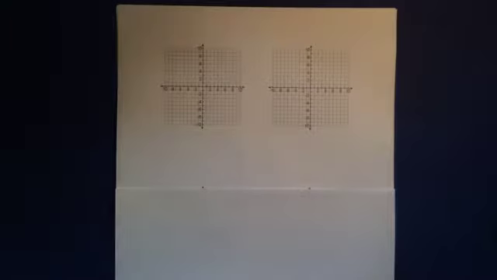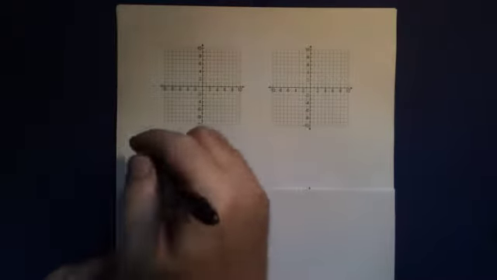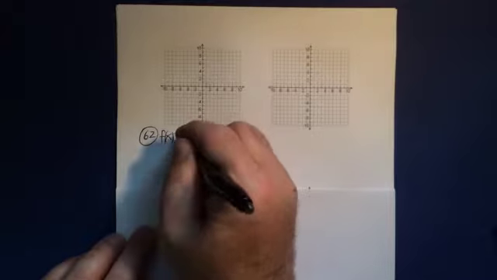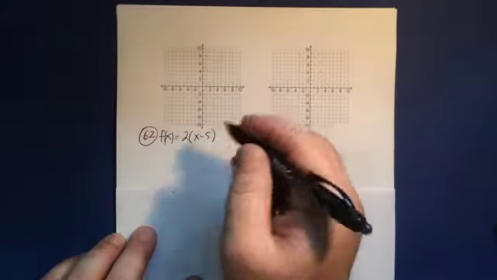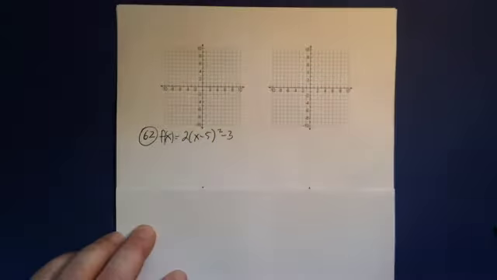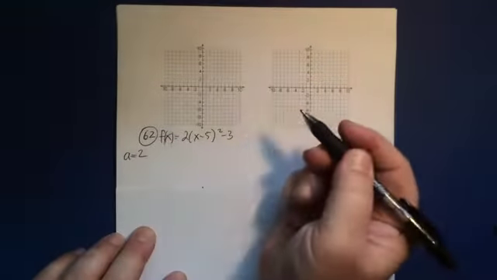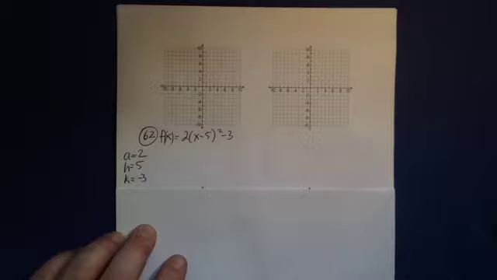Let's go ahead and take a look at one more problem to help you along and see how you do. So for this one, we're going to take a look at one that involves some fractions now, but the fractions at this level don't seem too bad. So this is going to be question number 62 now. And this is going to be f of x is equal to 2 times x minus 5 squared minus 3. Let's go ahead and establish the values of a, h, and k. a is equal to 2, h is equal to 5, k is equal to negative 3.